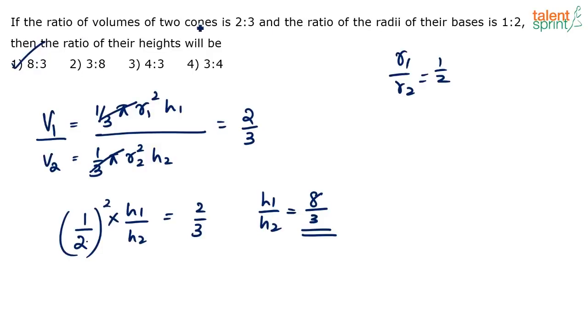If the ratio of volumes of two cones is 2 by 3 and the ratio of the radii of their bases is 1 by 2, the ratio of their heights, so you have to find only H1 by H2. If you have to find H1 by H2, it is nothing but 8 by 3. I hope what I have done is clear, no? See, R1 squared by R2 squared into H1 by H2. So I know R1 by R2 is 1 by 2. So 1 by 2 the whole squared into H1 by H2 is equal to 2 by 3, or this is nothing but 1 by 4, right? So if I take it to the other side, I'll have 8 by 3.